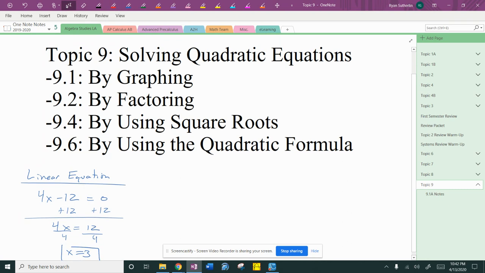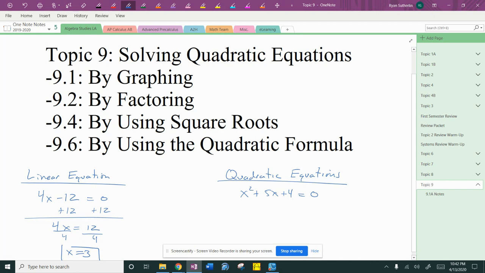Now, quadratic equations are different. So with quadratic equations, we have a quadratic function. So something like x squared plus 5x plus 4, and we want to know when that equals 0. We can't do the same things that we did with a linear equation because we can't get just x by itself. There's an x squared here.